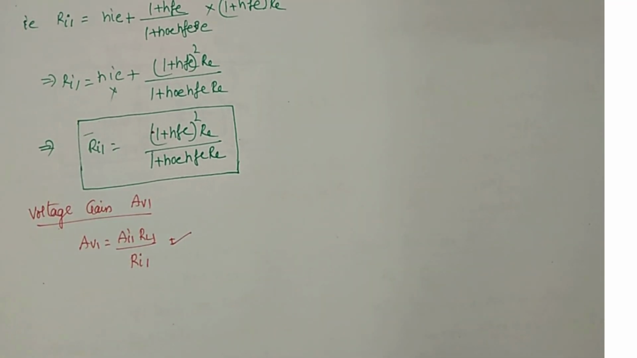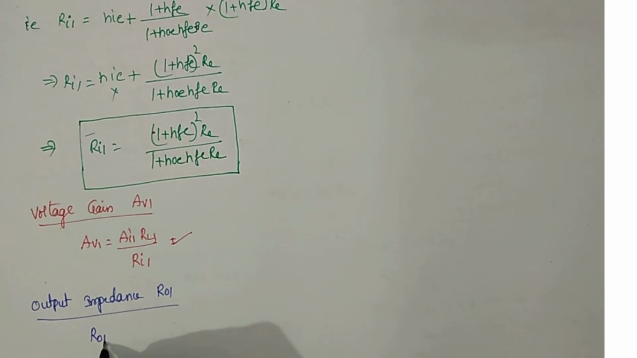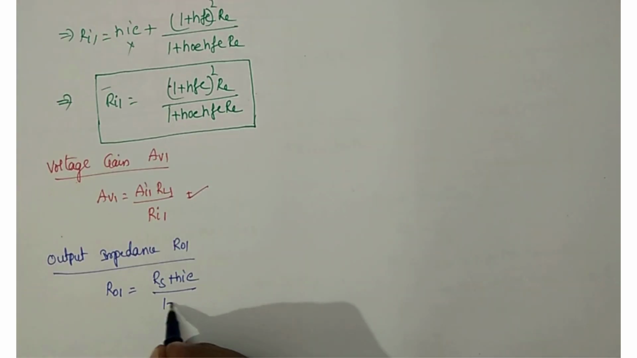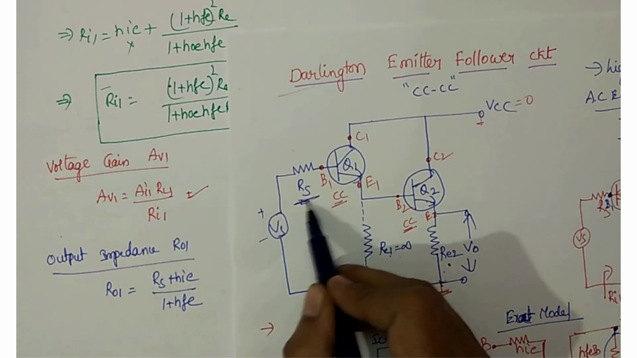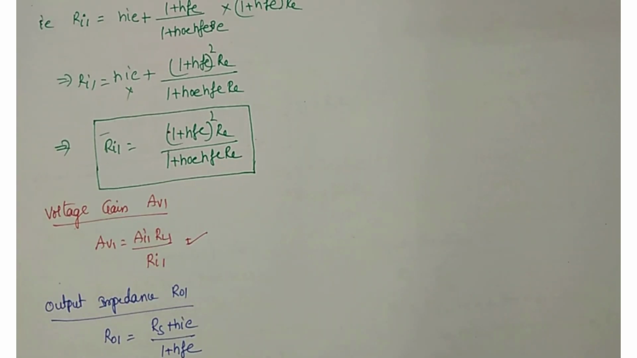The next one is output impedance. What's the formula for CC? RS plus HIE by 1 plus HFE. As this is the first stage, for the first stage this is RS. Already you have RS, so simply substitute it. At the starting of Darlington emitter follower, I mentioned the speciality of the Darlington emitter follower circuit. What is that? It has higher input impedance than a common collector amplifier. Now we can verify or prove it.